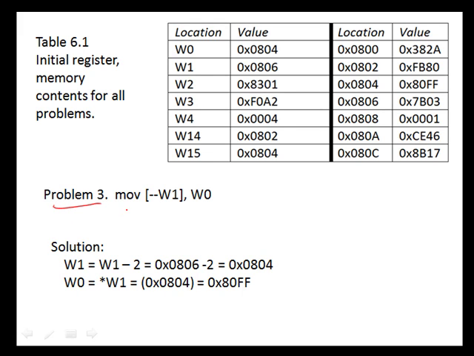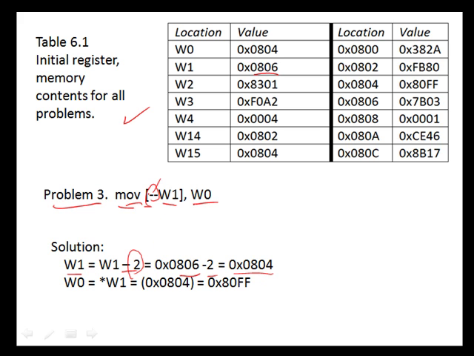Problem 3 at the end of chapter 6 says to move register indirect with pre-decrement W1 to W0 register direct, assuming these initial register and memory contents. Our solution is going to be as follows. We're going to take W1 and decrement it because this is a pre-decrement operation. We're going to decrement it by 2 because this is a word operation. So W1 contains 806 minus 2. The new value is going to be 804.